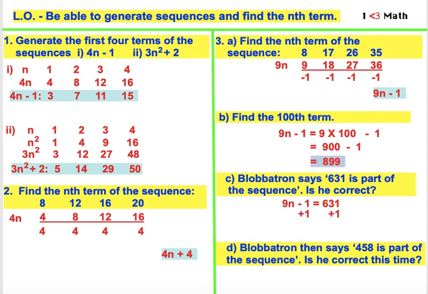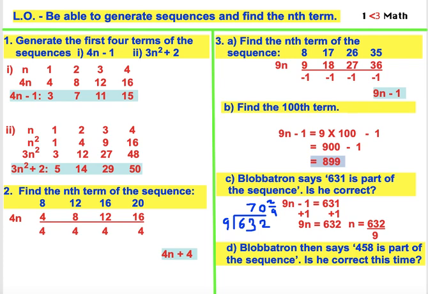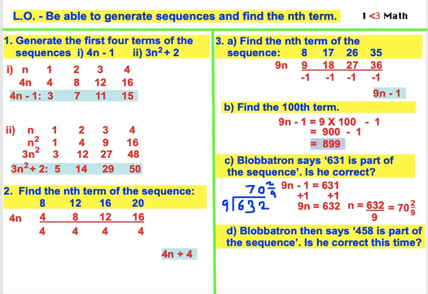So we'll solve this equation. Add 1 to both sides. We've now got 9n equals 632. I'm going to divide that by 9. I'm going to use a quick bus stop division to do it, so there's some quick working out. I get 70 and 2/9. So 9 goes into 63 7 times. 9 doesn't go into 2, so we put 0 and we have a remainder of 2, so we write that as 2 over 9 because that's what we're dividing by. So our answer is going to be 70 and 2/9, and therefore Blobotron is incorrect.